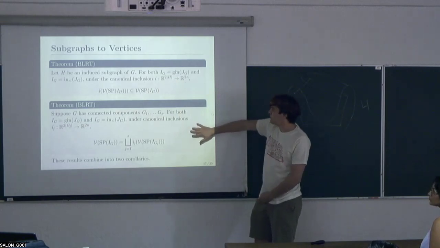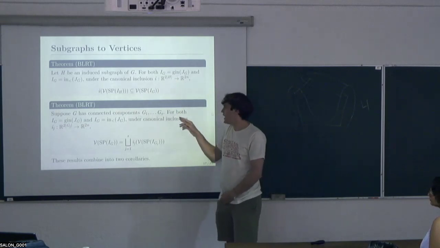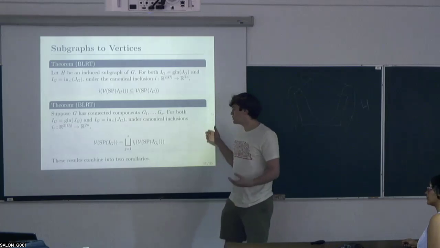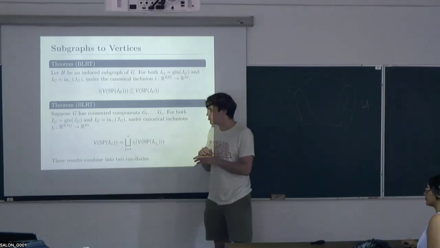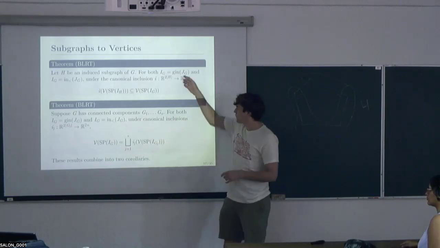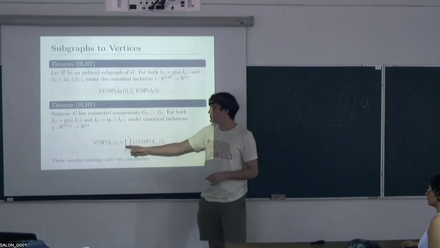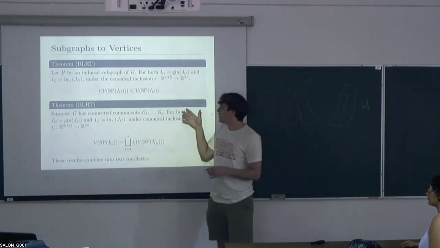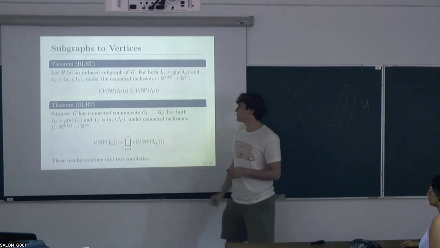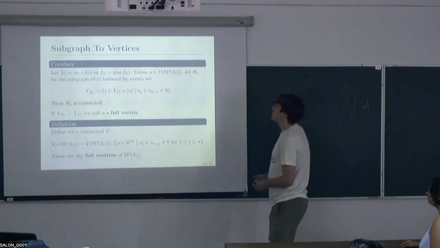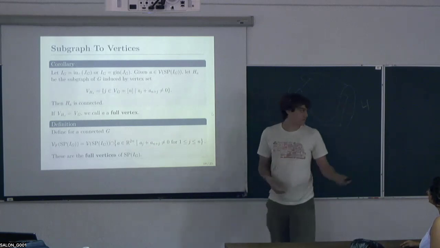And then this theorem is saying a little bit more. Suppose G has connected components, so it's a disconnected graph. Then again, for both gin and initial, under the canonical inclusion, we have that the vertices of G are just the vertices coming from the connected components of G. Of course, this theorem says one direction of this equality, but this lower theorem is saying that all the vertices that you get are going to be coming from the connected components. And we can combine these results into some corollaries.